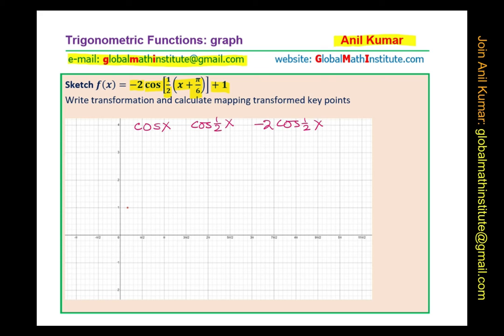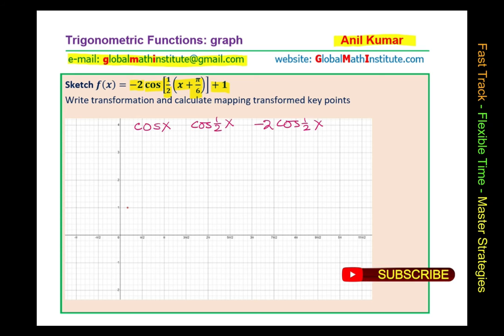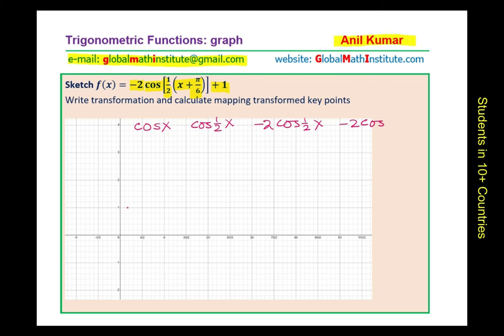And after this, we are going to add the translations. One translation is towards the left, which is by pi by 6, and the other one is moving up by 1. So I'll put them together. What we have here is minus 2 cos of, let me write everything together. That is the final function.